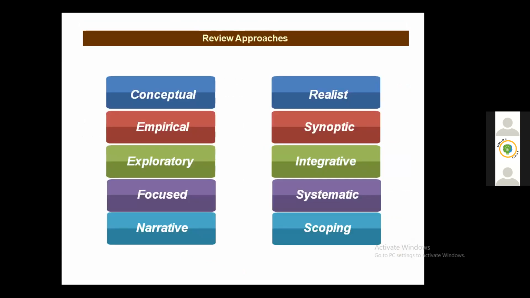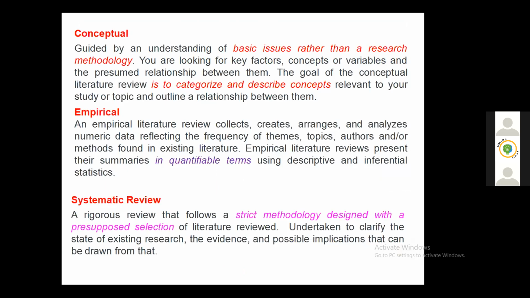Now, review approaches. It can be conceptual, empirical, exploratory, focused, narrative. I can tell you what is meant by conceptual: guided by the understanding of the basic issues rather than the research. You are looking for key factors, concepts or variables, and presumed relationships between them. The goal of the conceptual literature review is to recognize and describe the concepts relevant to your study or topic and outline a relationship between them. So what you are doing is finding out the relationship between the existing problem and the solution you are going to provide.